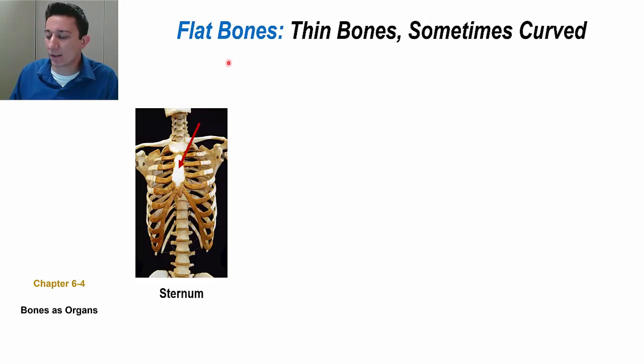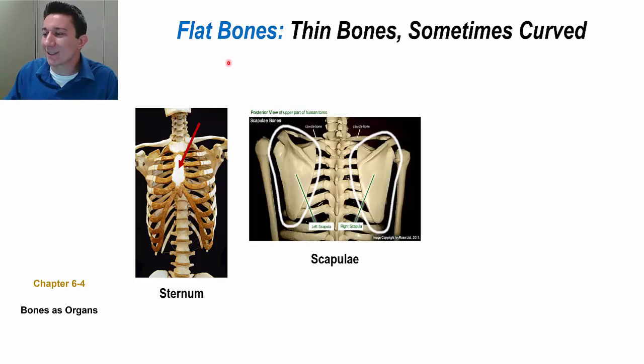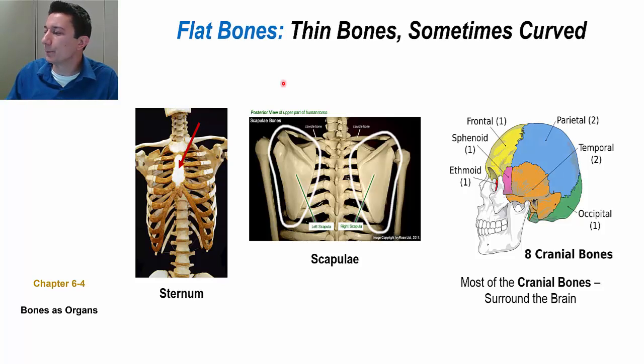Commonly, we call this one the breastbone, but our sternum is considered a flat bone. The scapulae, which are the bones that we more generally call the shoulder blades, while they do have a number of projections coming off of them, are generally considered flat bones, simply because of their thinness, and they are a little bit curved.